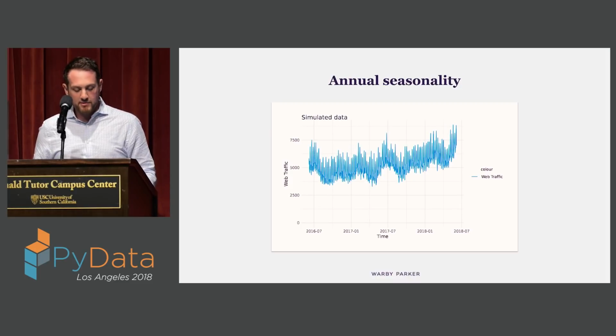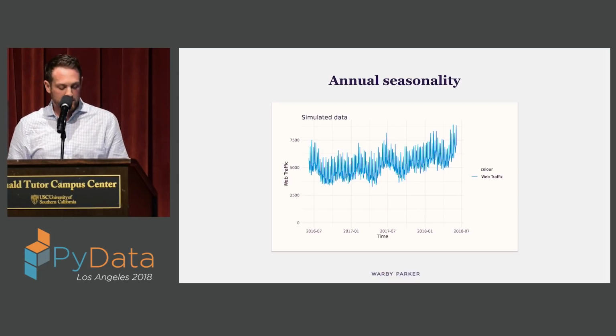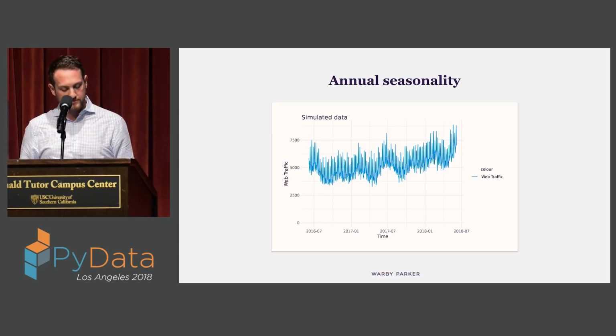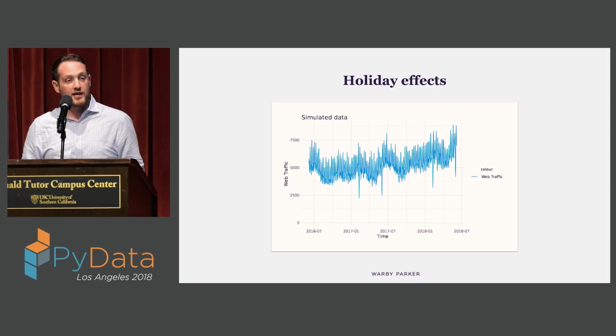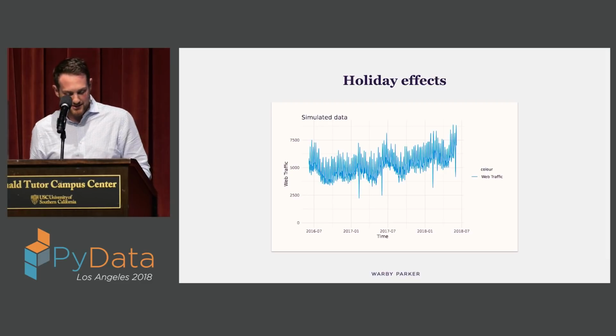And then on top of that, you can have a lower frequency periodic effect, annual seasonality, where things happen at different times of the year. And you can have holiday effects where specific days of the year tend to be outliers because of something that happens on that day. I think in this example I used National Donut Day and National Bagel Day as the holidays in this simulated data.